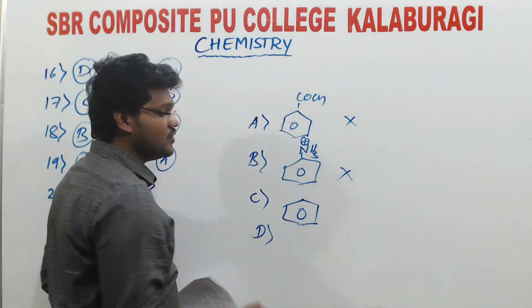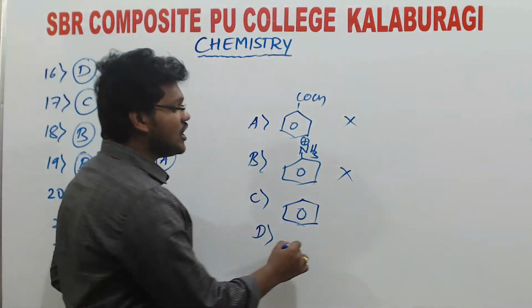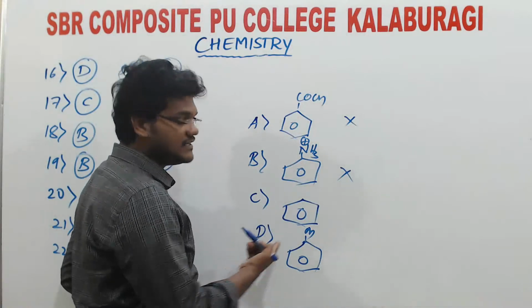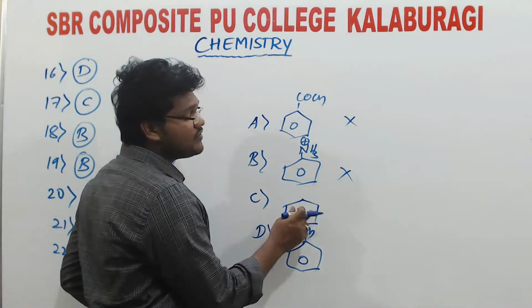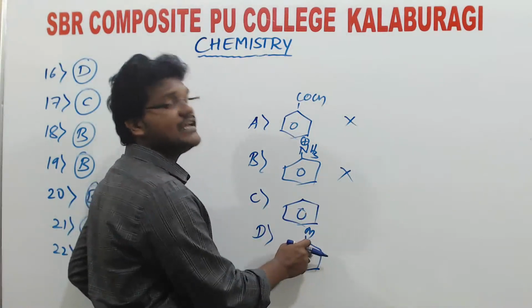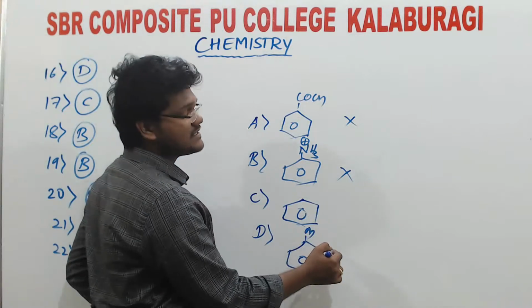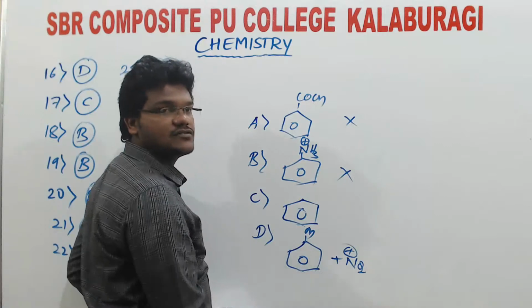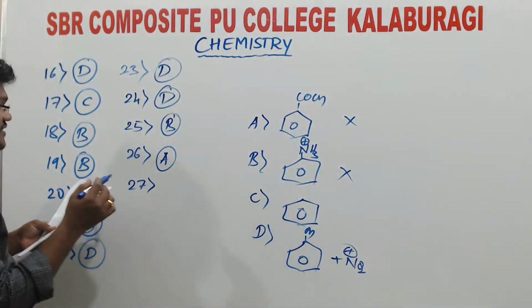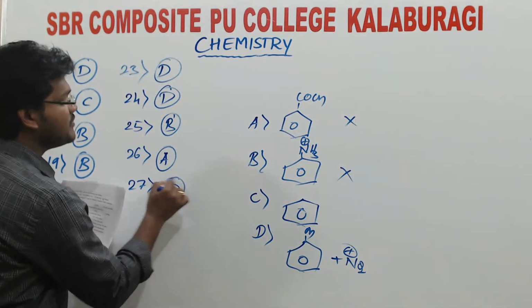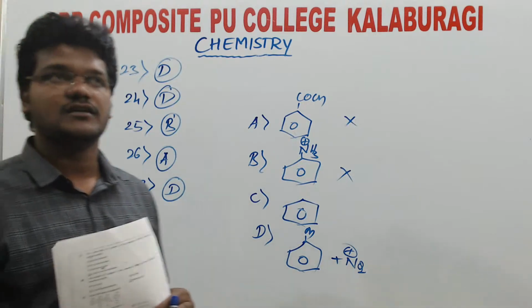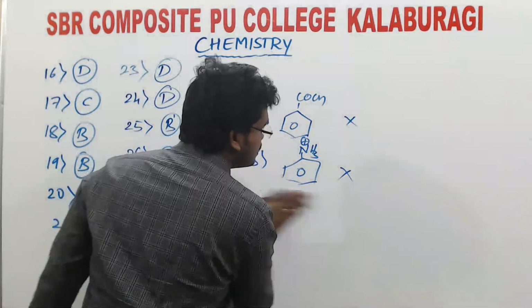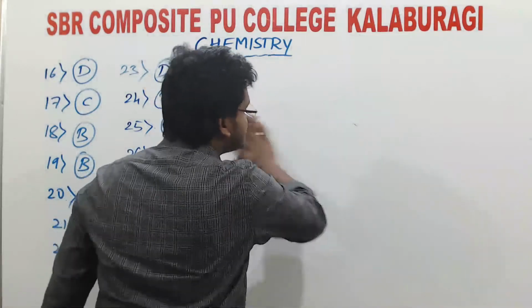Let's talk about D. D is what? Phenol, they said. In phenol, I am having positive resonance. It's an electron donor. So compared to this one, this phenol will readily undergo what? Nitration. It reacts faster with NO2 plus compared to all these. So that is why for 27, it is option number 1, D. Correct answer for 27 is D. Okay, so let's go for 28.